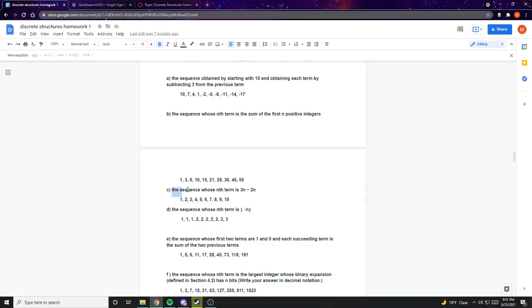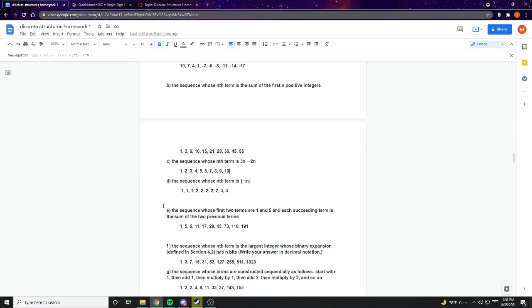So I think C is the sequence whose nth term is 3n minus 2n. So this is basically just taking 3 times n. Oh, okay. I thought I messed up. It's just like 3 times 1 minus 2 times 1, which is 1. 3 times 2 minus 2 times 2, which is 2. And honestly, if you wanted to, it's just basically n times itself. It's just n, pretty much.